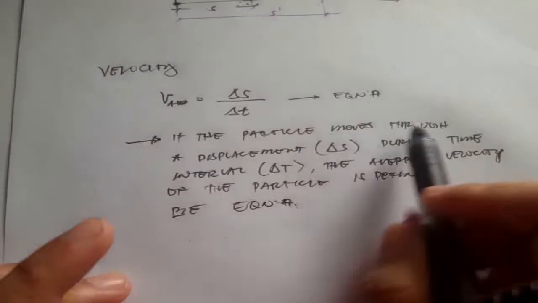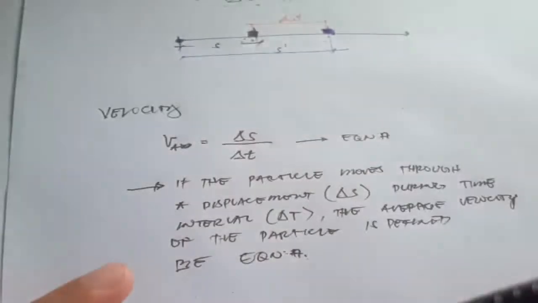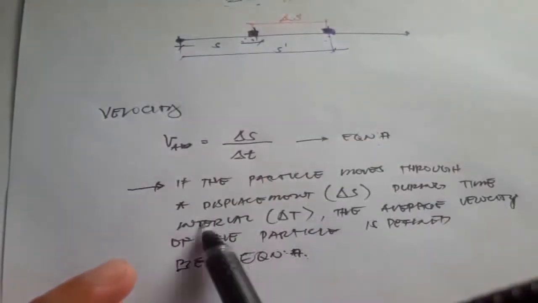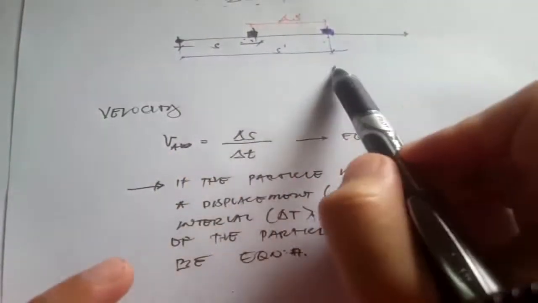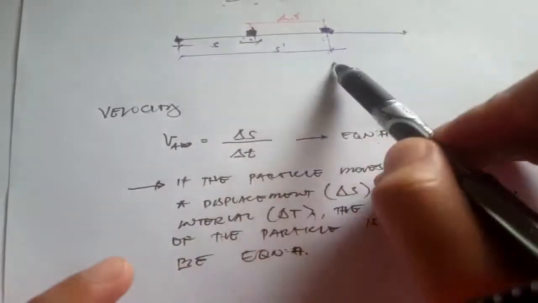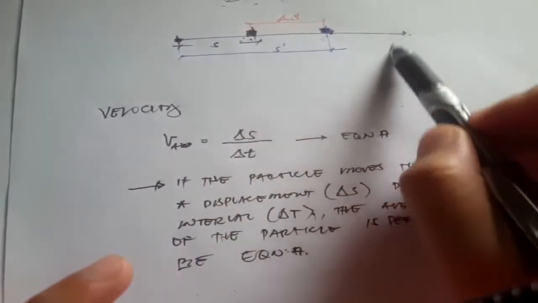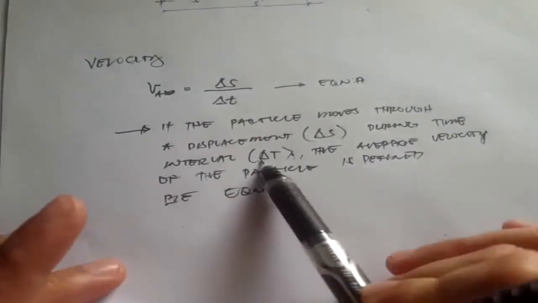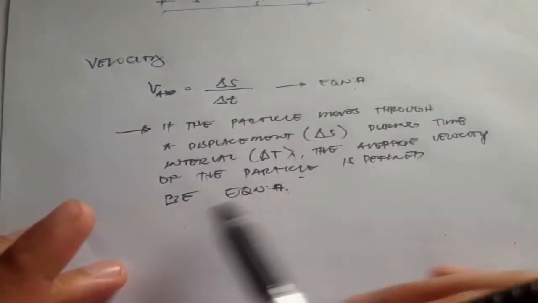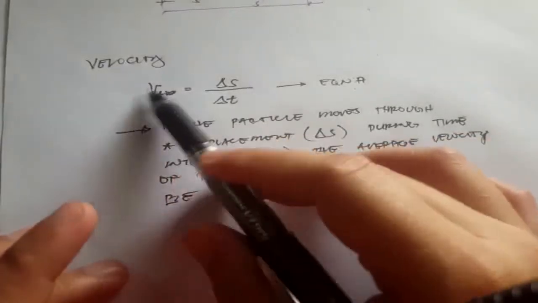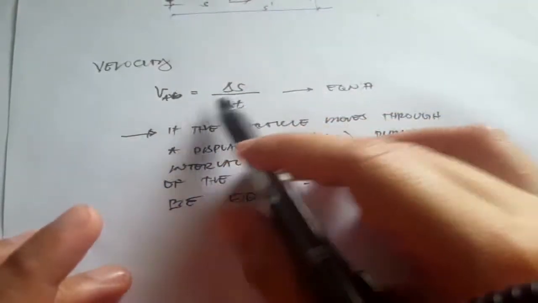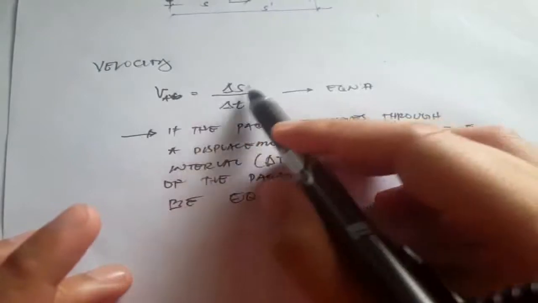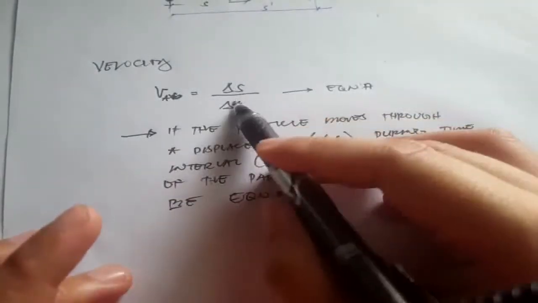Okay, if the particle moves through a displacement delta s, so this particle moves along a straight path with the displacement delta s during a time interval, so let's say this is time 0 up to 1 second, 2 seconds, the particle moves along from this to this. After 3 seconds, the particle moves along up to this point. So it has some interval delta t. So the average velocity of the particle can be defined by this equation. So V average is equal to the change in position over change in time. So this is the displacement over change in time.